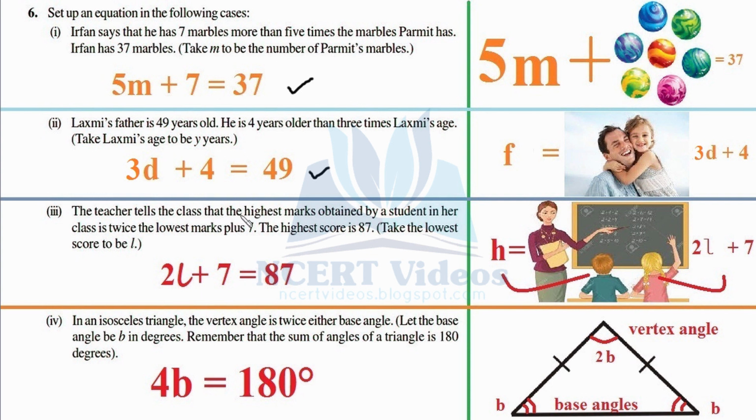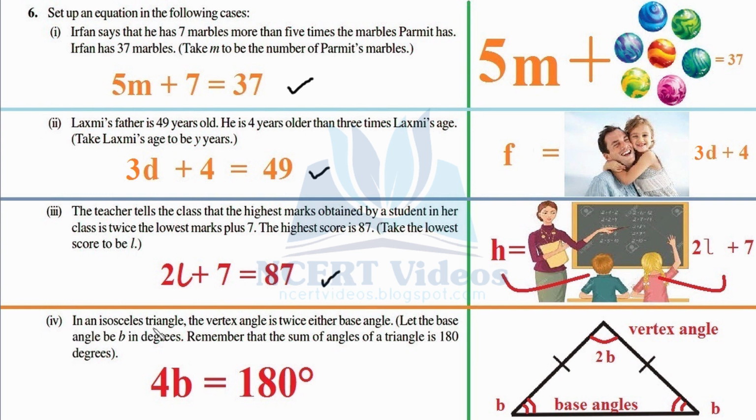Third, the teacher tells the class that the highest marks obtained by a student in her class is twice, that is 2 times, the lowest marks plus 7. The highest score is 87. So let us suppose that the highest marks are represented with h, that is equal to twice, that is 2 times of what? Lowest marks. Let lowest marks be represented with small letter l. Always keep in mind that you have to represent letters with small, not capital. And twice the lowest marks plus you have to add 7 to it. But h is given to us. Highest score is 87. So therefore we write 87 equals 2l plus 7.